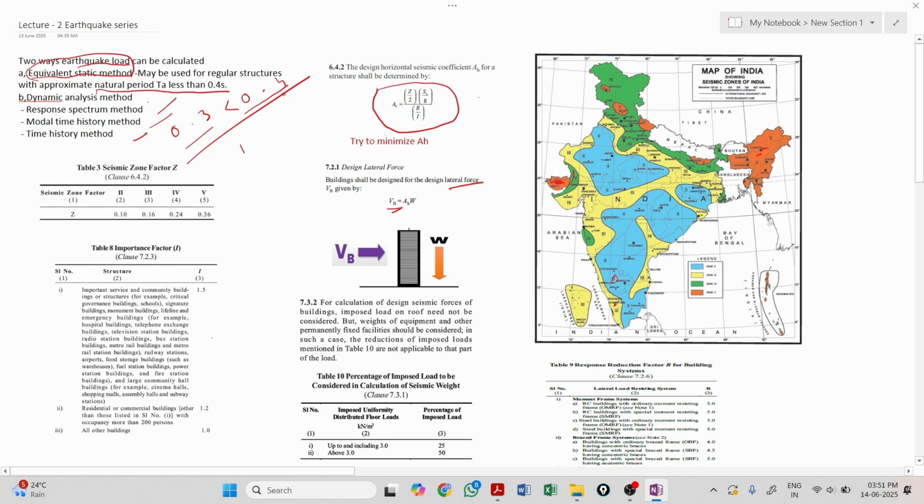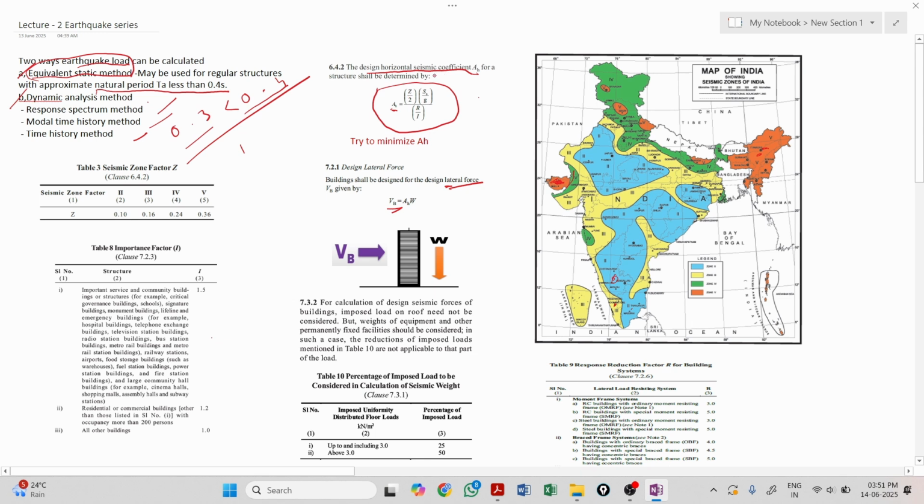Understood? I think now we have understood how it works. Why are we going to choose this method, not this method? Once we have understood that, we need to start finding the lateral force acting. For that, you need to know this formula, Ah. What is Ah? It is the desired horizontal seismic coefficient, Ah.